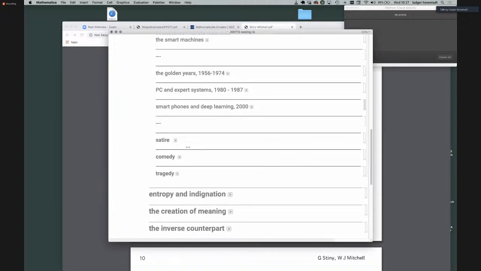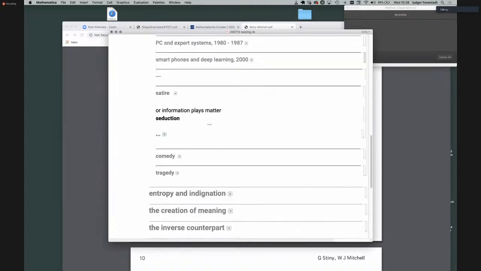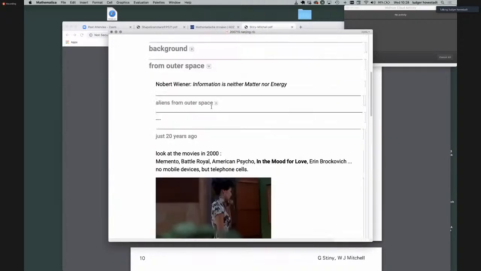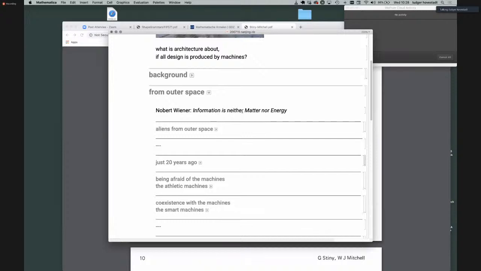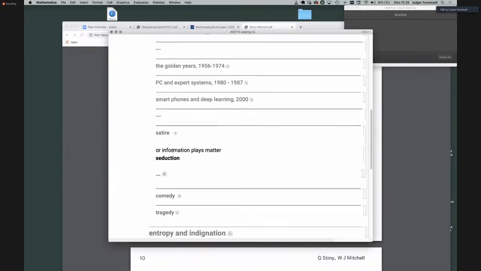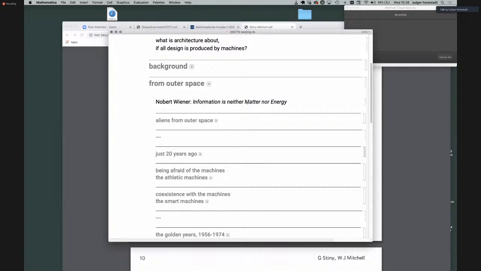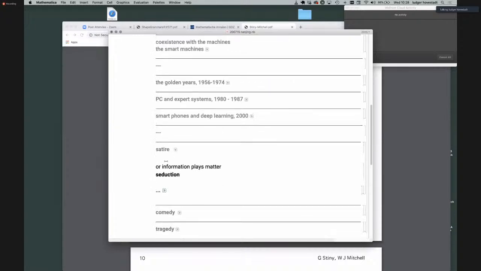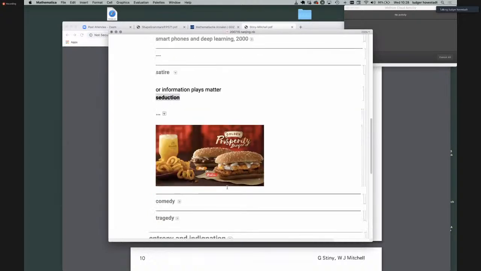In our culture, there are three different strategies for how to articulate, how to make artifacts in this kind of environment. So we have a satirical setup. If we go with Wiener, we had it here: information is neither matter nor energy. So now, if information plays matter, if you make a shortcut between information and matter, this is satire in our traditional setup in Western culture. This is seduction. If you go to food, it looks like this. So it's super prosperous, strong, and stupid.